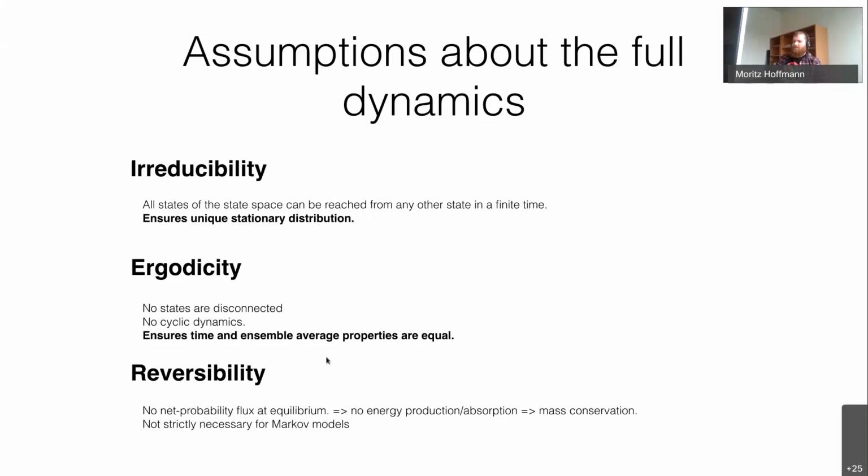And then finally, we have reversibility. That means that at equilibrium, there is no probability flux really. So we have mass conservation. And this is something that can hold, but doesn't have to hold. Right? Usually it would hold in terms of molecular dynamics simulations. There are ways to enforce it, but it doesn't have to hold. There can also be sinks and sources in a Markov state model.